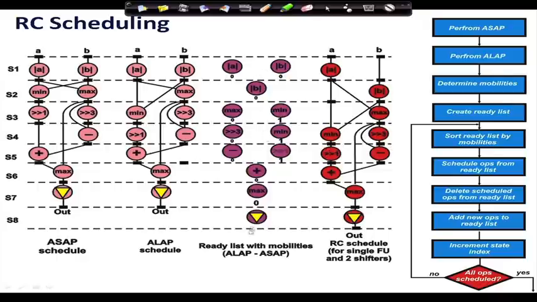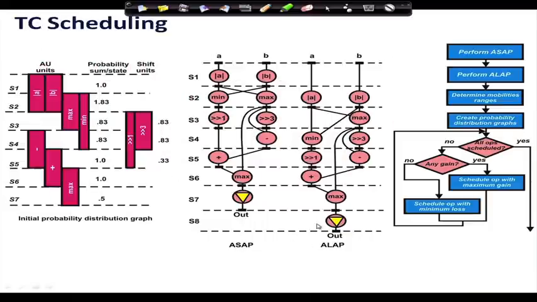So, here is the ready list, ASAP minus ALAP, and here is the output RC schedule that we get. This is the resource constraint schedule that we get as a derivative of ASAP and ALAP, and given some resource constraints, this is the list scheduling algorithm which gives us this schedule, and here we find that we need 8 steps, and we are getting the output at the 8th step. All right. Now, the constraint could have come in a different way also.